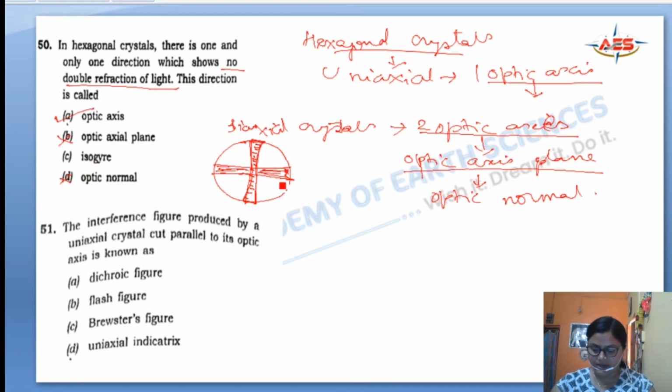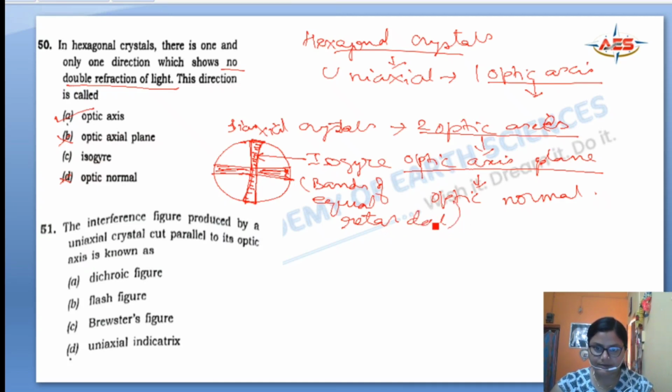In the case of isogyres, why are they called isogyres? Because they are bands of equal retardation. Okay, equal retardation. Now isogyres are understood. So in the case of question number 50, optic axis is the direction along which there is no double refraction. So A is the answer for question number 50. Okay, so the next question is question number 51.